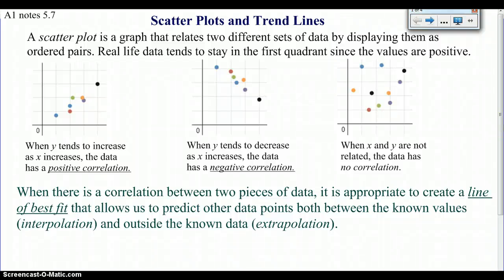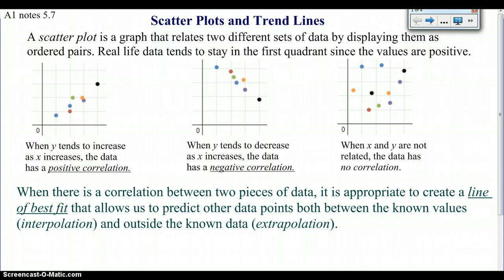Algebra 1 students, here are your lesson 5.7 notes, the first day. We will also work on this on block day and use a little calculator, but today we're going to look at scatter plots and trend lines and how we can use those by hand.